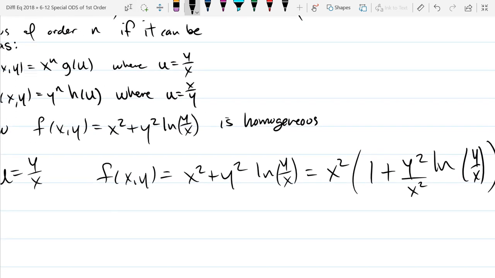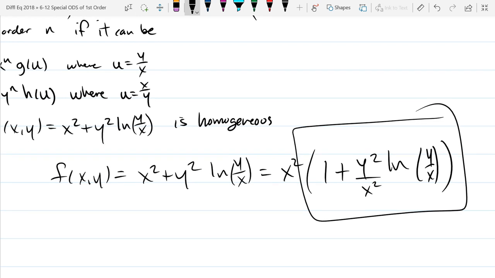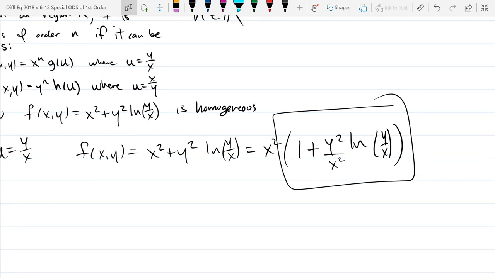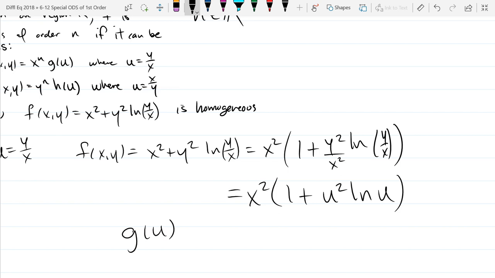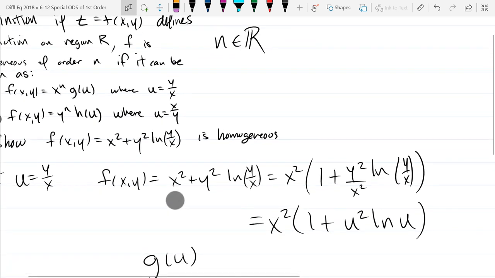So what I need now is a function of u. I need to write what I have in the box as a function of u. I've got my x to the n, or x squared here. So I need a function of u, and u is y over x. It's pretty obvious I've got a u right there. That's ln of u. That's easy. I'll write that part down. What can I do to that part? That's u squared, right here. So g of u, is that the letter we used? Yeah, g of u is 1 plus u squared ln u.